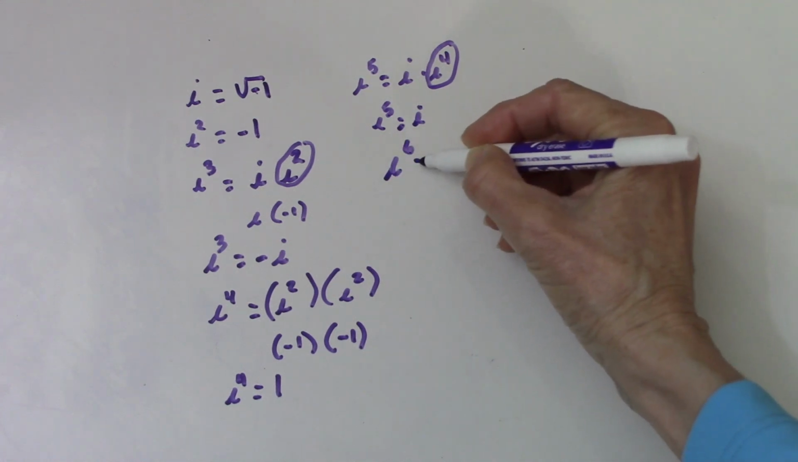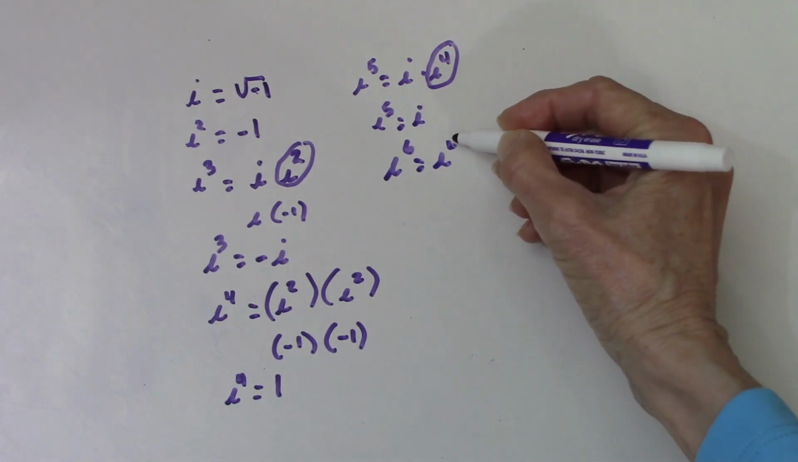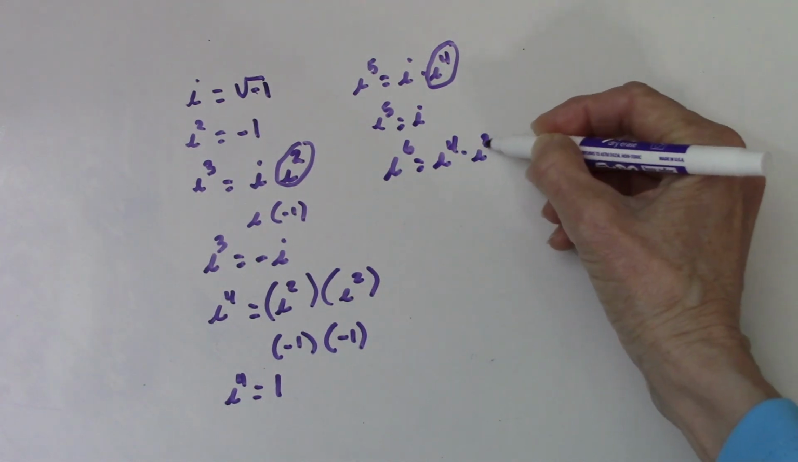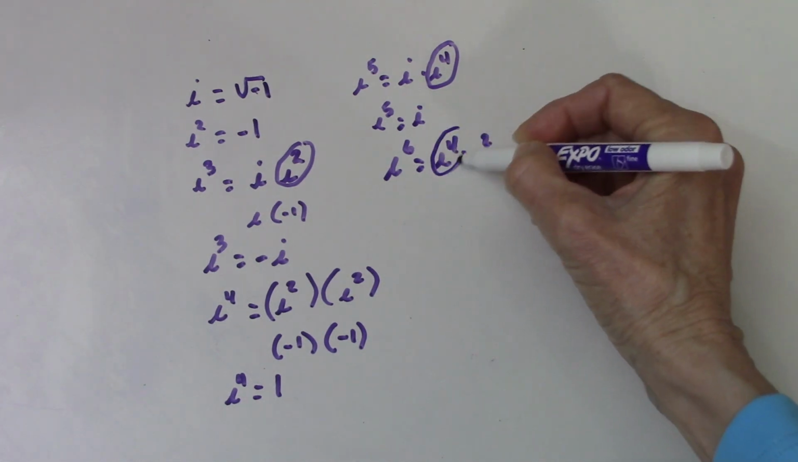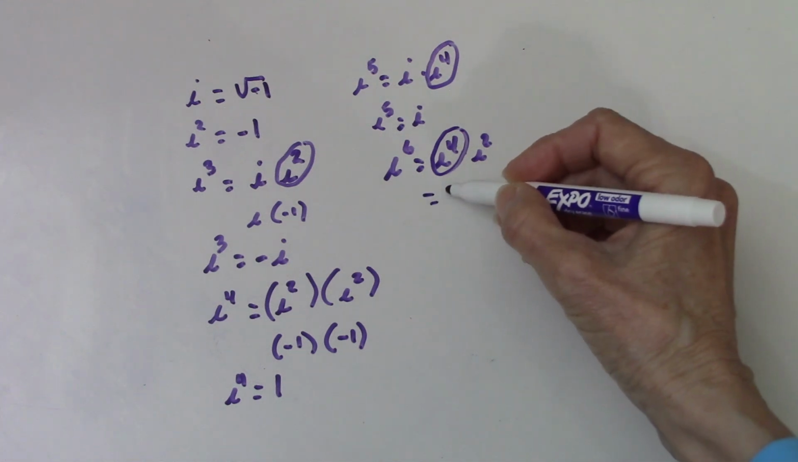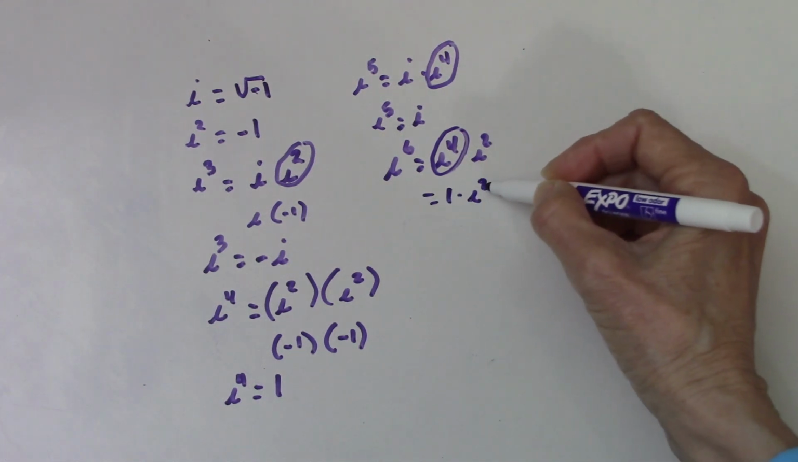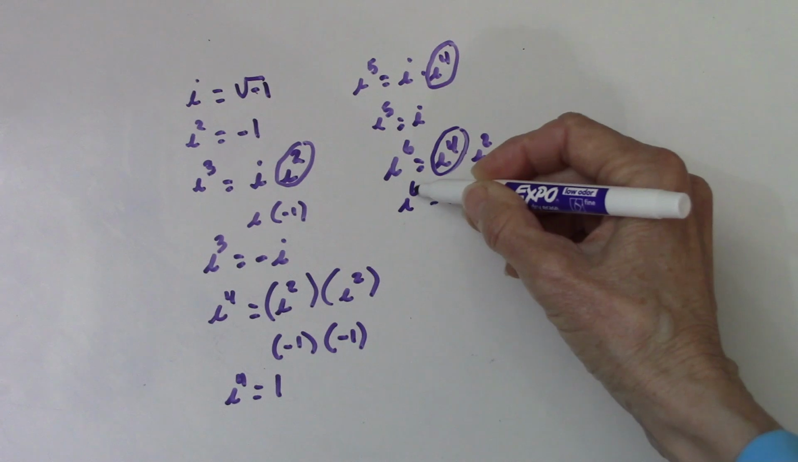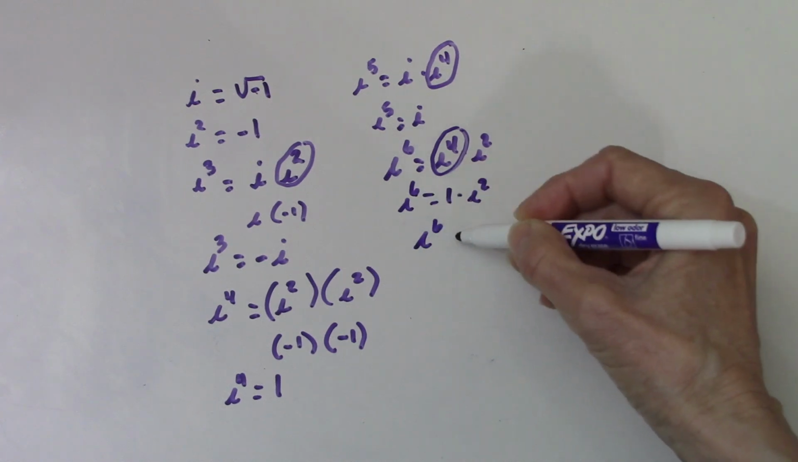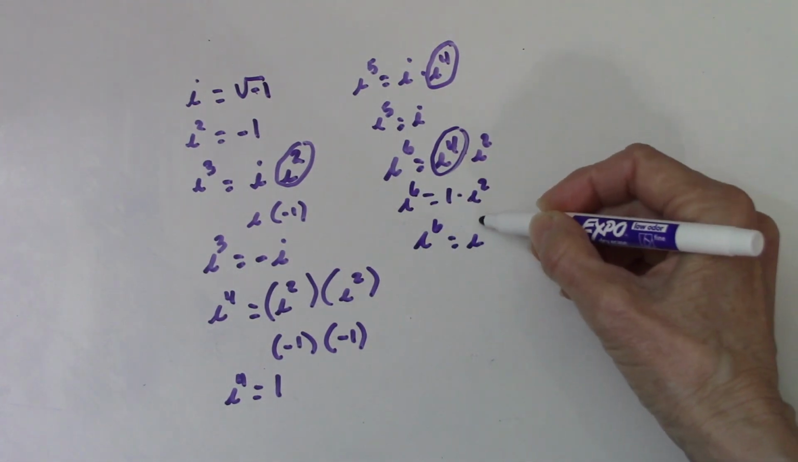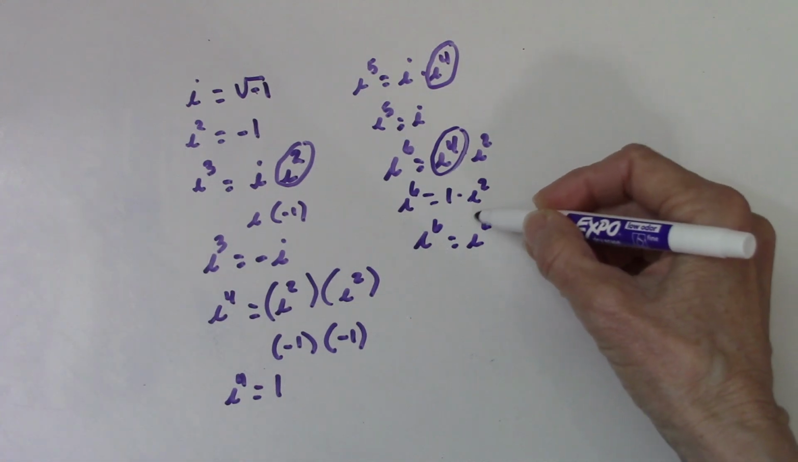i to the sixth is i to the fourth times i squared. i to the fourth is 1, so this is 1 times i squared. So i to the sixth is simply i squared, which is -1.